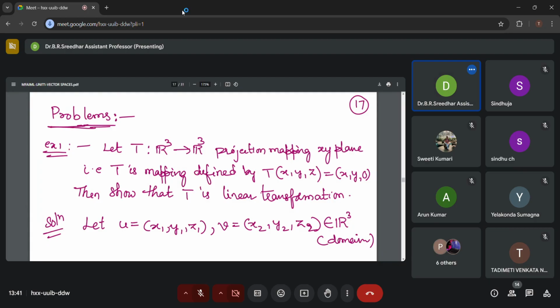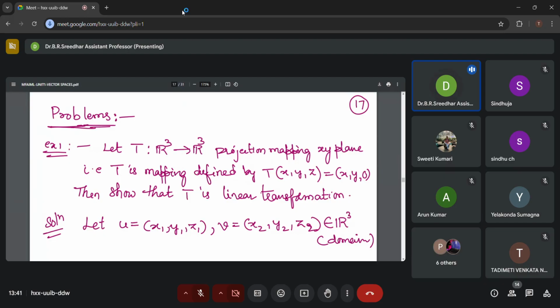One-to-one mapping is a face-to-face comparison. That means you are connecting face-to-face images: x's image is x, y's image is y. That is the reason I am telling you R cube stands for the domain set containing three coordinates, three vectors x, y, z, and the codomain also possesses three vectors x, y, z. The respective images you should understand: T of x is equal to x, T of y is equal to y, T of z is equal to 0.